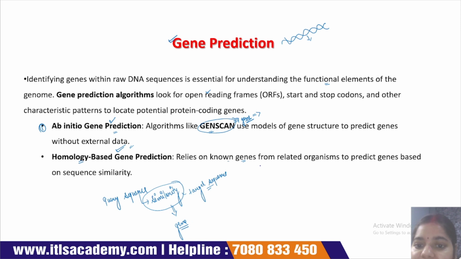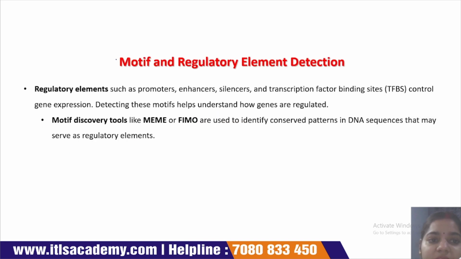It relies on a known gene from a related organism to predict the gene based on sequence similarities. If our prediction is based on this similarity, then this method is known as homology based gene prediction. In ab initio gene prediction, we do not require any query sequence. But in homology based gene prediction, we require a query sequence that has a similarity with our target molecule. Okay, now we discuss motif and regulatory element detection.